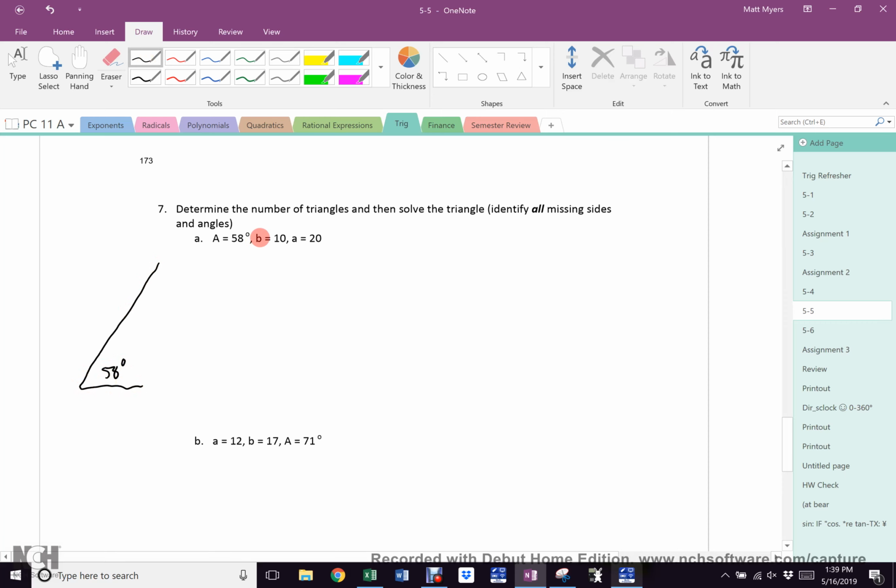Little b, little a. Well, if this is angle A, where does little a live? Across. So this 20 is going to be somewhere over here. Agreed? Can I draw it in yet? No, because I don't know where it's going to go. It might be out here. It might be straight down. It might be in 2 places. Yes?